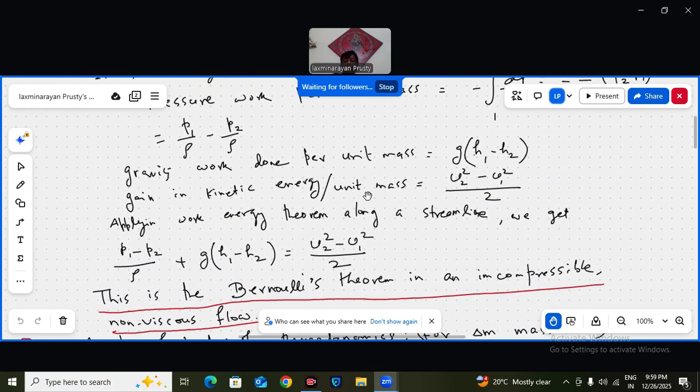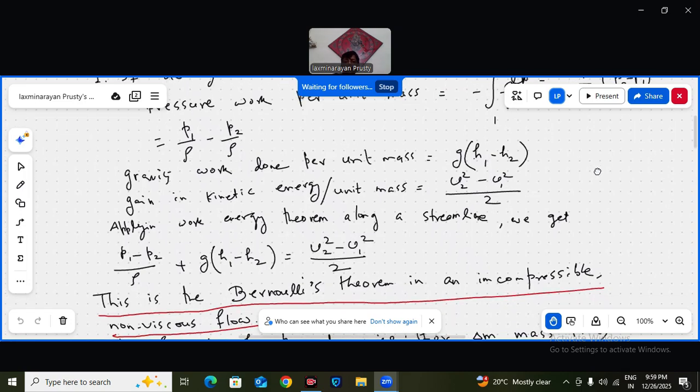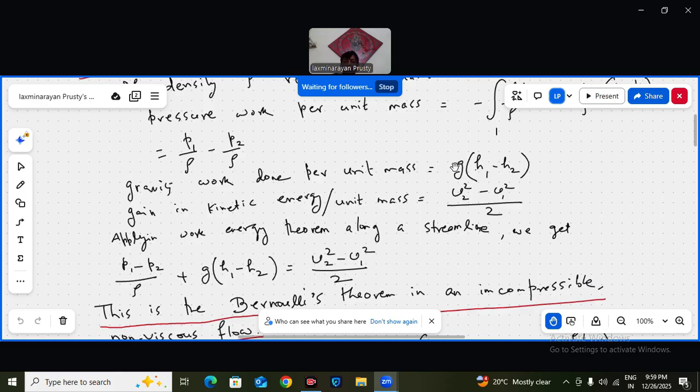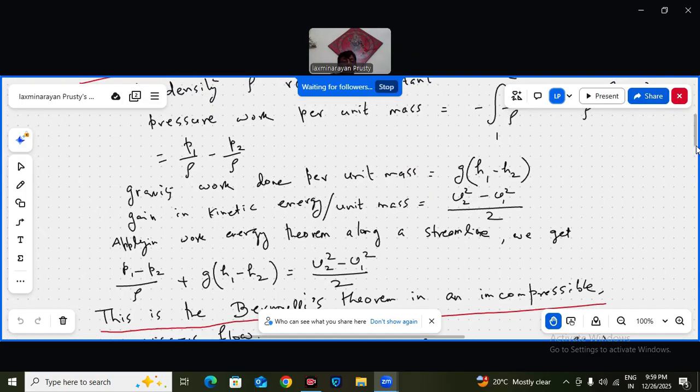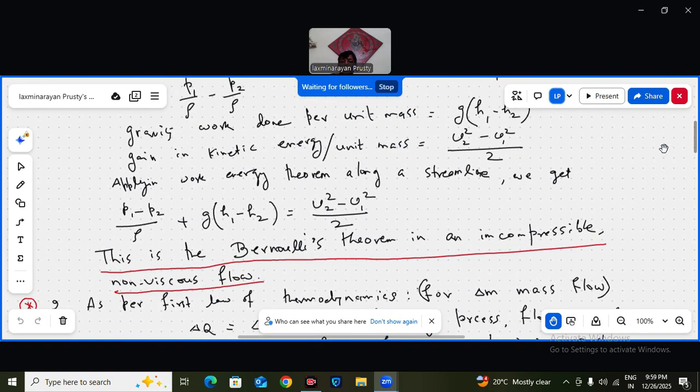Gain in kinetic energy per unit mass is (V2 square minus V1 square) by 2. So you apply the work-energy theorem: (P1 minus P2) by rho plus g(h1 minus h2) gives us the kinetic energy gain per unit mass, which is (V2 square minus V1 square) by 2. So this is nothing but Bernoulli's theorem for an incompressible non-viscous flow, because rho is constant. So that is a very simple case.